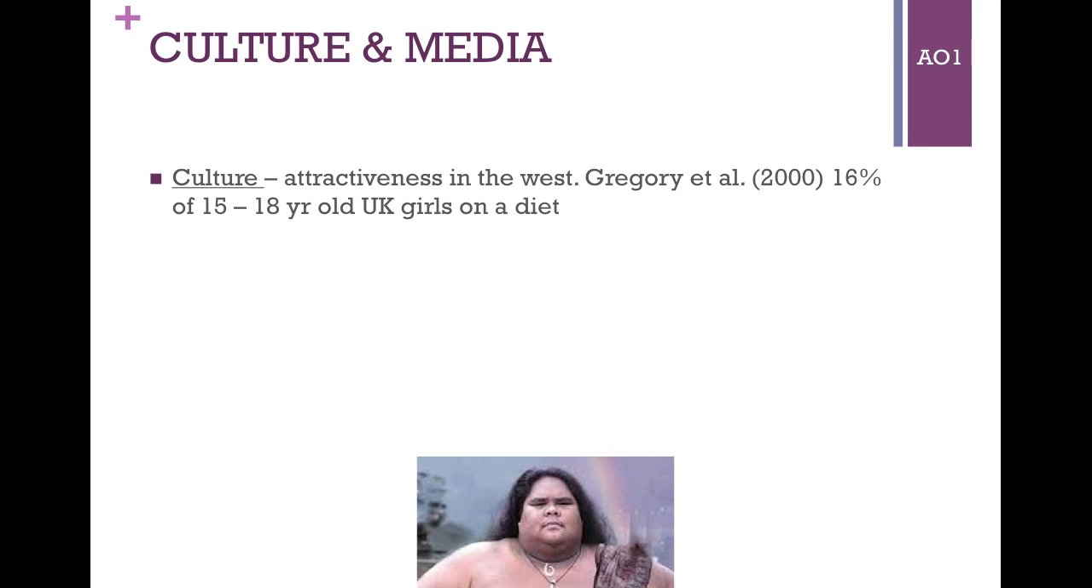This was supported by research by Gregory et al., who found that 16% of 15 to 18-year-old girls in the UK were currently on a diet. So that shows quite an awareness of wanting to change their body image, and maybe that could end up leading into body dissatisfaction, and so therefore anorexia, in reaction to societal and cultural norms.